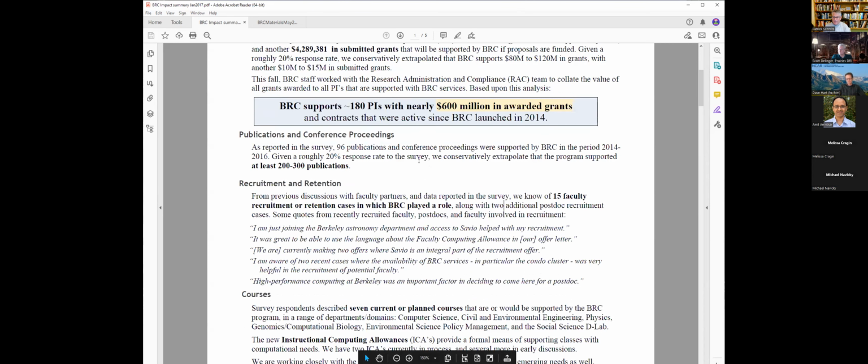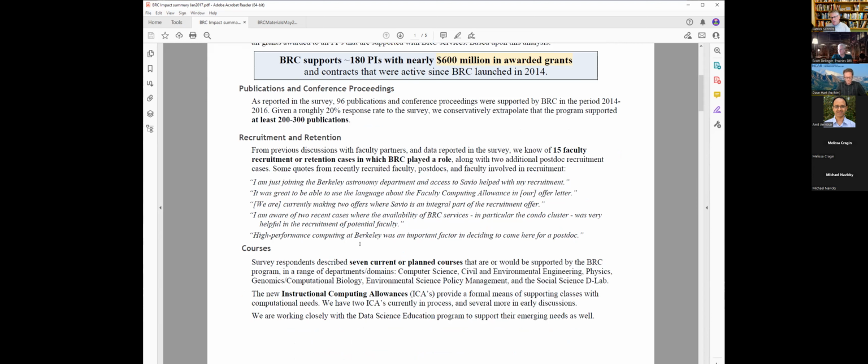We asked faculty who were users specifically about recruitment and retention cases. And every time we got called in on one of those, we took careful notes and gathered quotes. And so we had both some numbers, 15 faculty recruitment cases that we had participated in that past year, and then some stories, saying, well, I'm just coming into the astronomy department and access to Savio helped with my recruitment. It was great to be able to have language about a computing allowance in our offer. These things turned out to be really fairly impactful in terms of us telling the story of what we were doing.